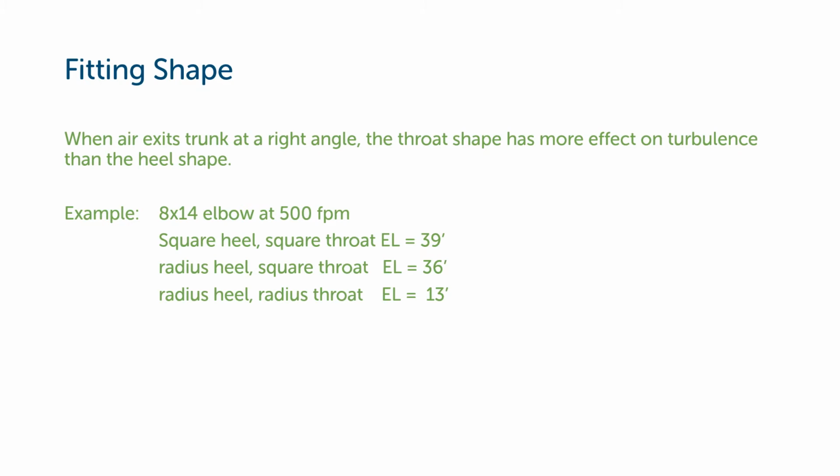When we have air going down the trunk and it comes to a takeoff, like a right angle takeoff, the throat shape has more effect on the turbulence than the heel shape. So let's look at how much effect that has.